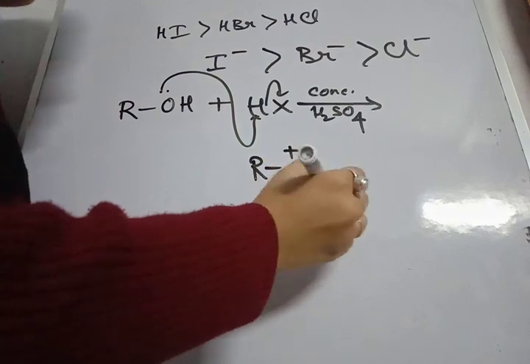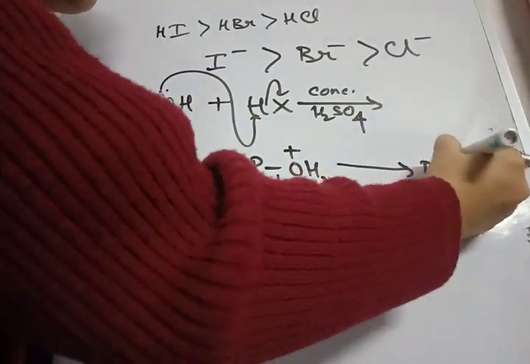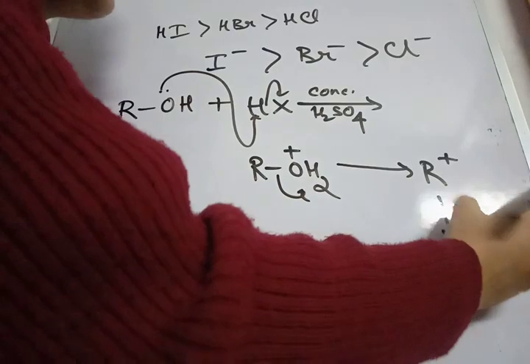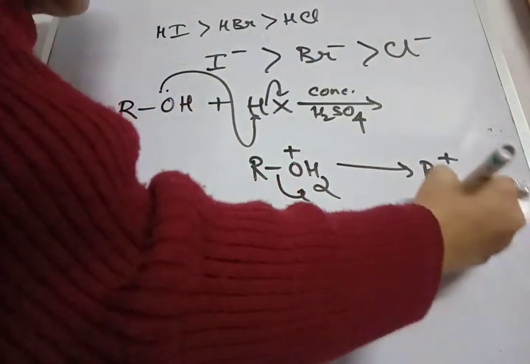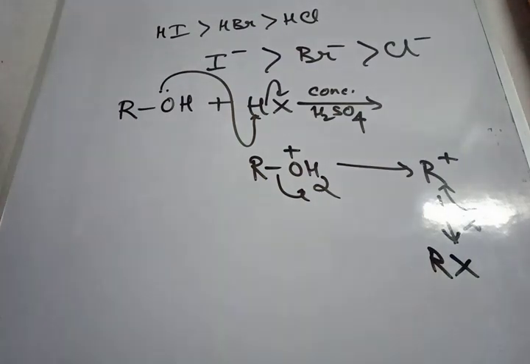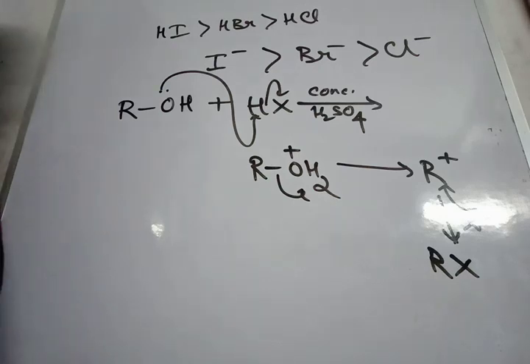Now this OH2 moves out. So we get what? We get carbocation, that is R positive, and H2O moves out as the leaving group. Next, X negative attacks this carbocation to form alkyl halide or RX. This is the general pattern of the reaction. Now R group can be ethyl, methyl, etc. X can be your I, Br, Cl, etc.